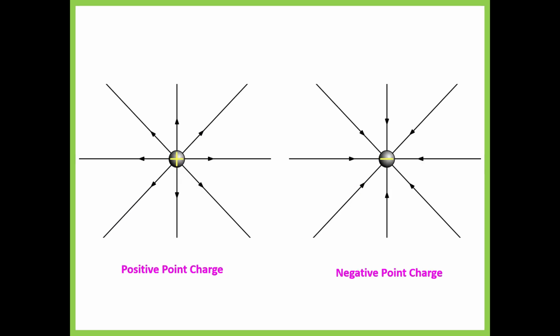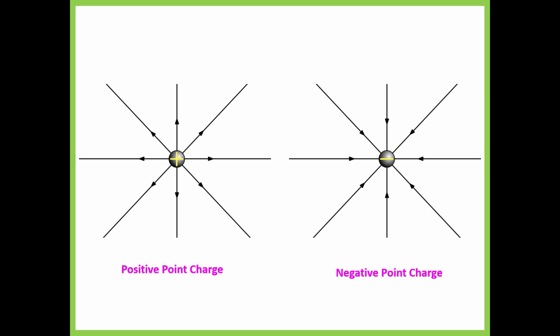Now we have 2 point charges, positive and negative. If we bring a test charge to the region of electric field, this test charge will experience force. So in this case, for positive point charge, the test charge will experience repulsive force, so it will be acting in this direction. If we focus on the negative point charge, the test charge will be attracting to the negative sign of charge. So this positive test charge will be acting in this direction.